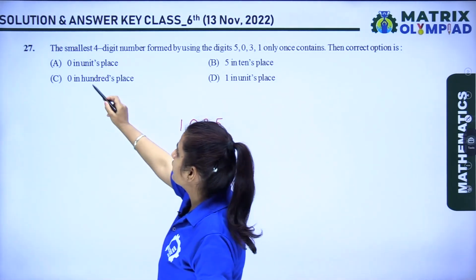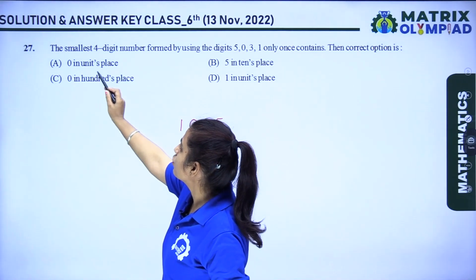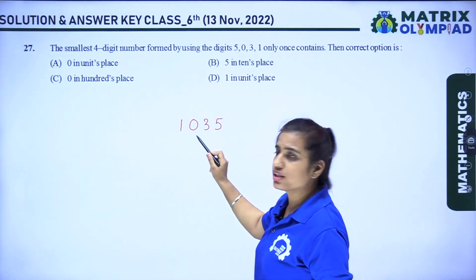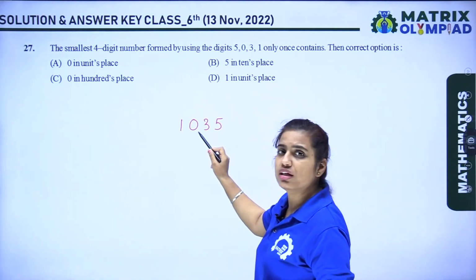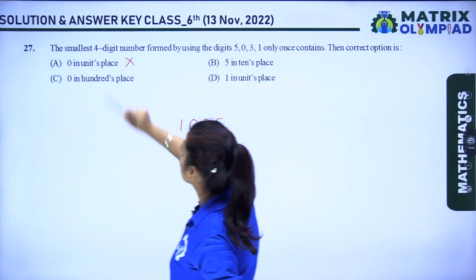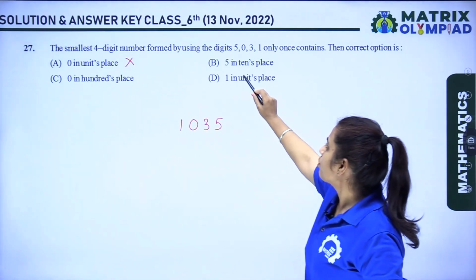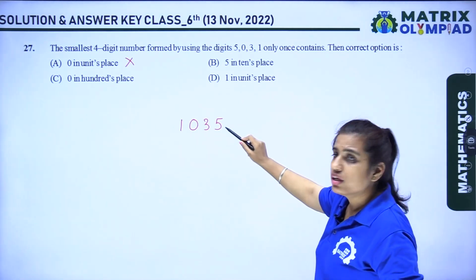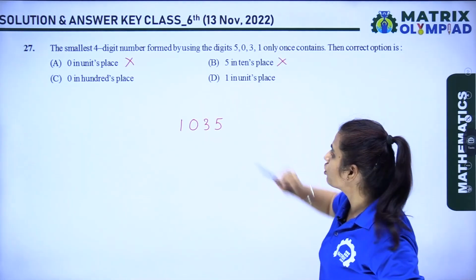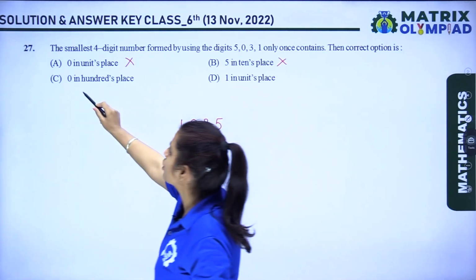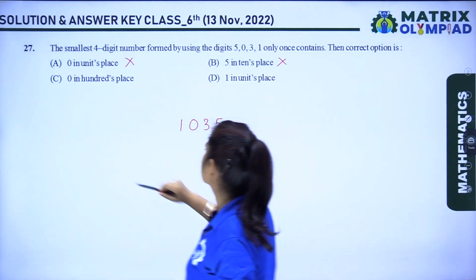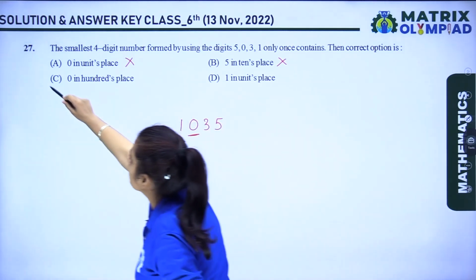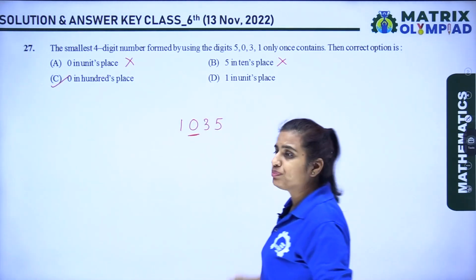Here option A says that 0 in unit place. This option is incorrect because 0 is at the 100 place. So this option is incorrect. Second option is 5 in tens place. So here 5 is on ones place. So this option is also not correct. Now option C is 0 in hundreds place. So here 0 is on the 100 place. So option C is the correct answer.